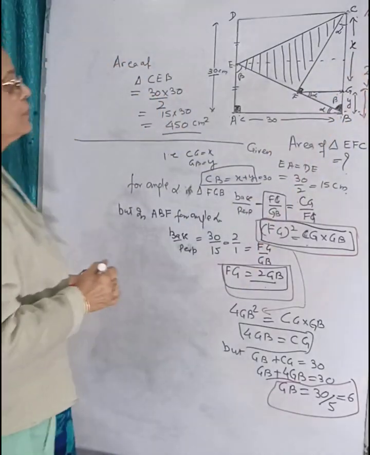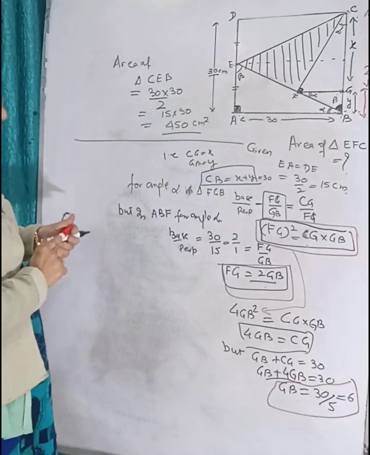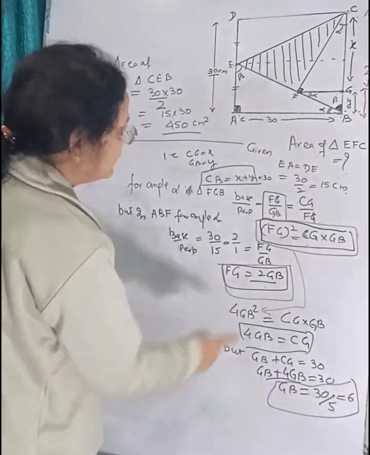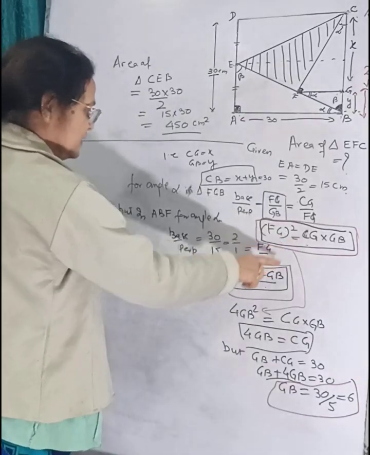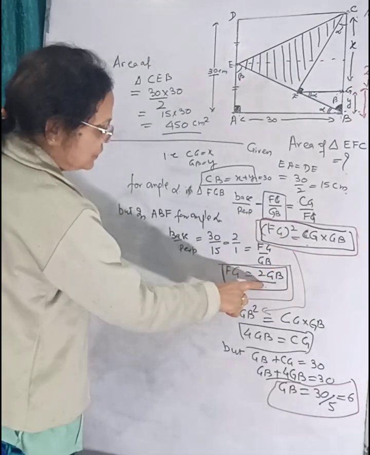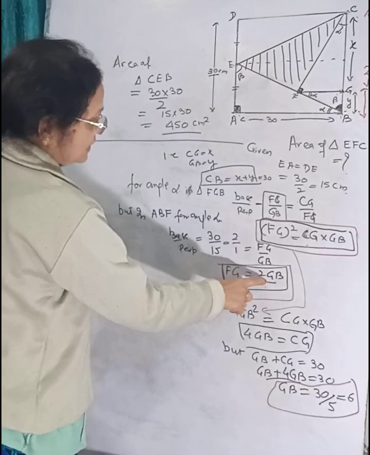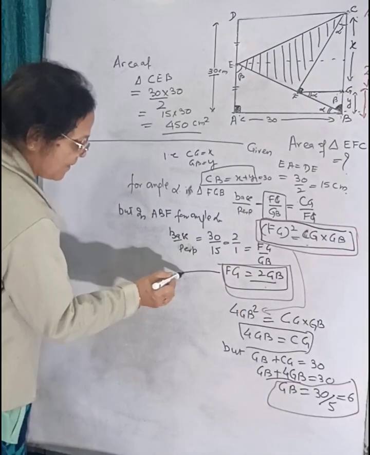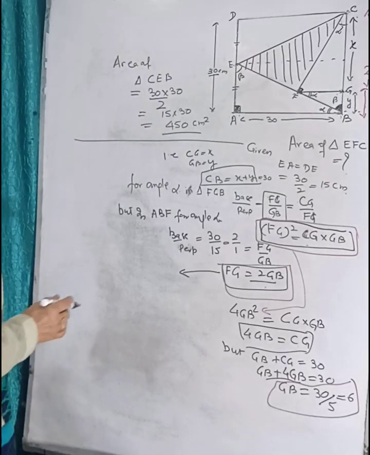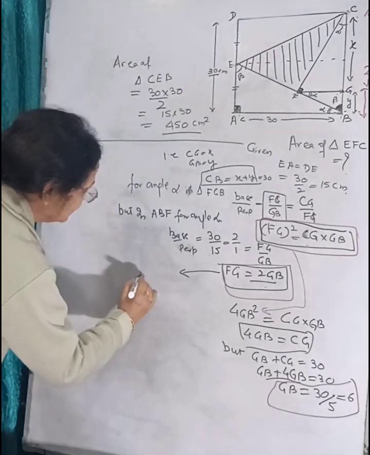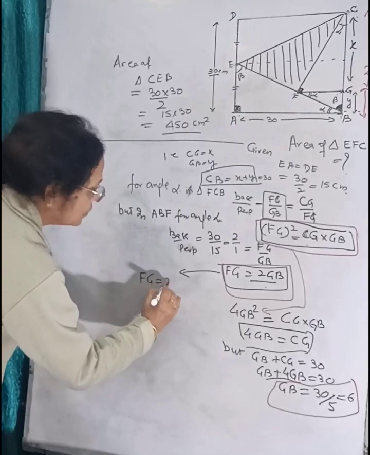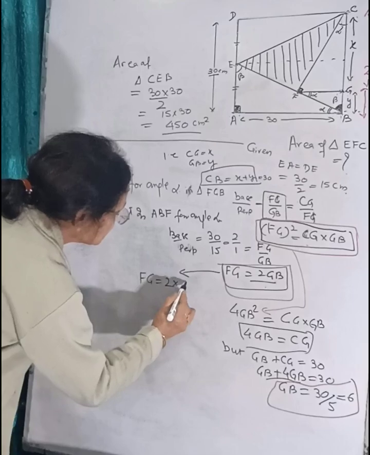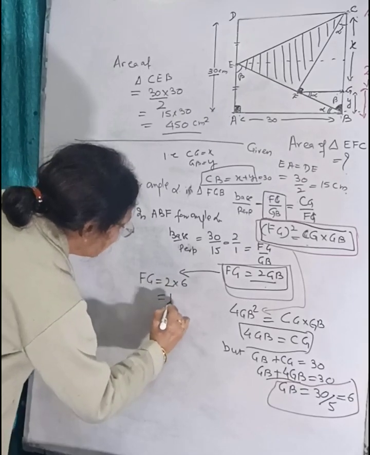Because total was 30. Now, FG can be obtained because FG is equal to total GB. It means FG is equal to, from here, FG will be equal to 2 into GB. GB was 6. That is 12 centimeter.